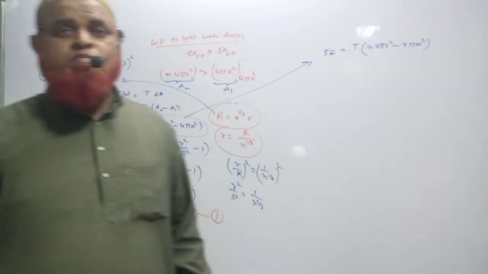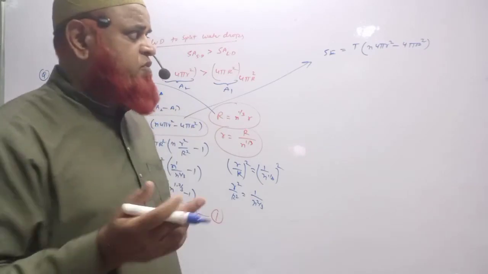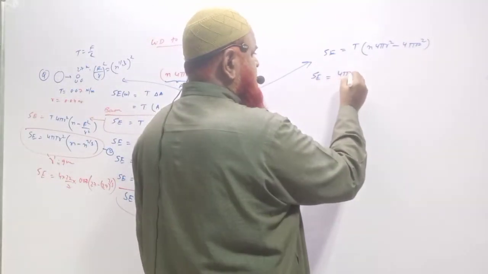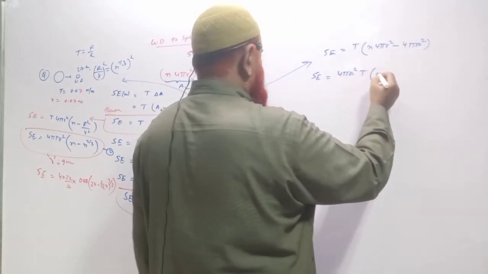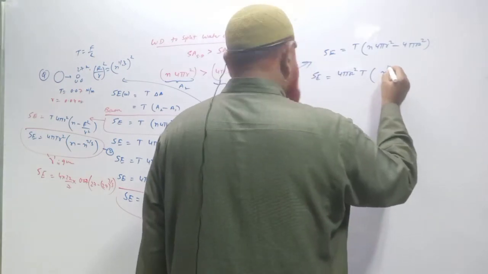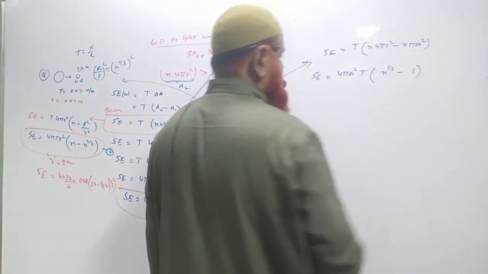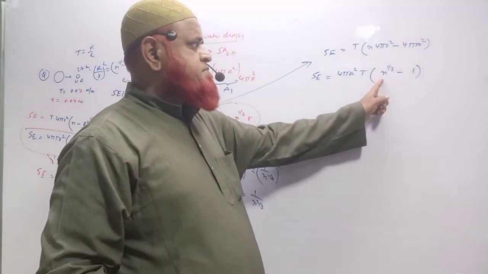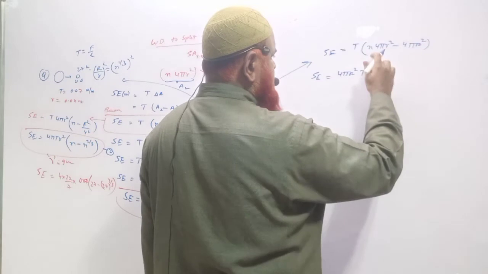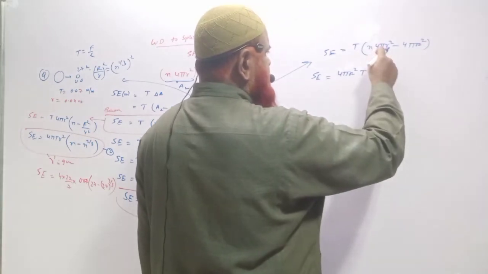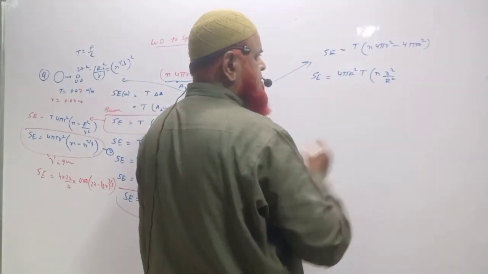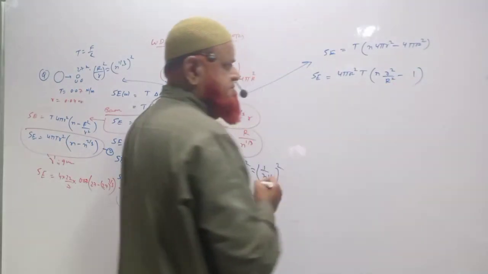Sometimes he will give the volume. At that time, what will you do? It's very simple. Surface energy is equal to 4 pi capital R square into T. Then the same formula you're getting, how much? This one, n power 1 by 3 minus 1. This is the formula you're getting. Or else you can write here, what was the formula we got previously? N you will keep like that only, and small r square by capital R square you will keep like that only. Minus 1 will be there.